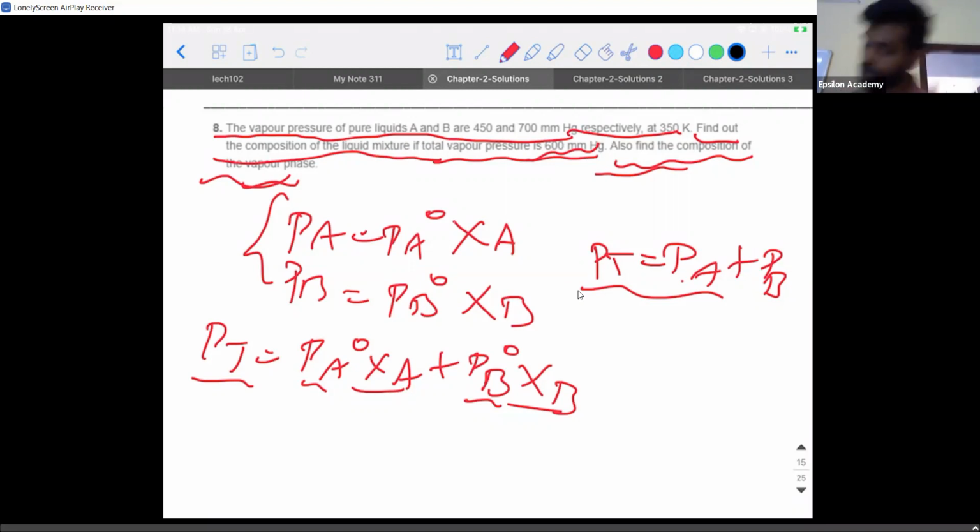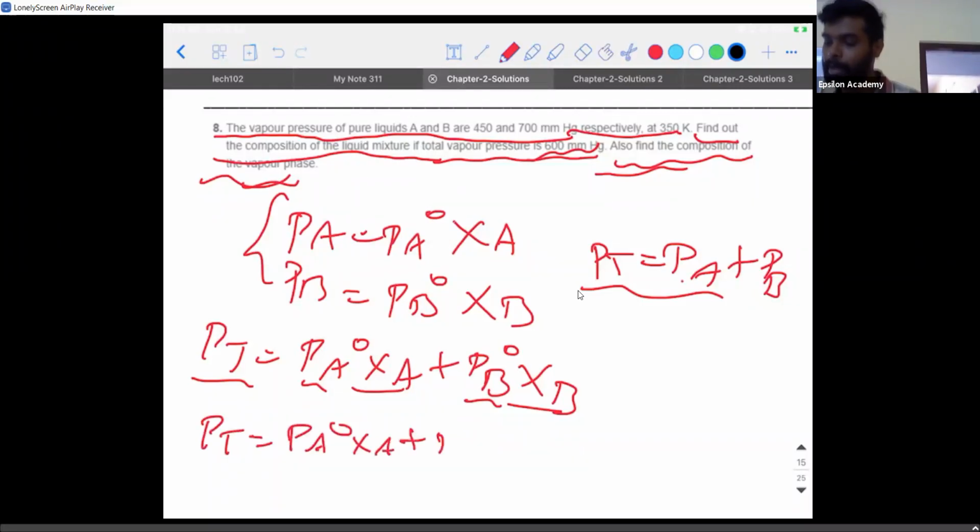So instead of writing it like this, I can write P total is equal to PA naught XA plus PB naught into 1 minus XA. That's it. Now we have an equation with only one unknown, XA. All the data are given to you. P total is 600, PA naught is 450, PB naught is 700. Now I think you should be getting the answer. Let me check whether you're getting 0.4 and 0.6.